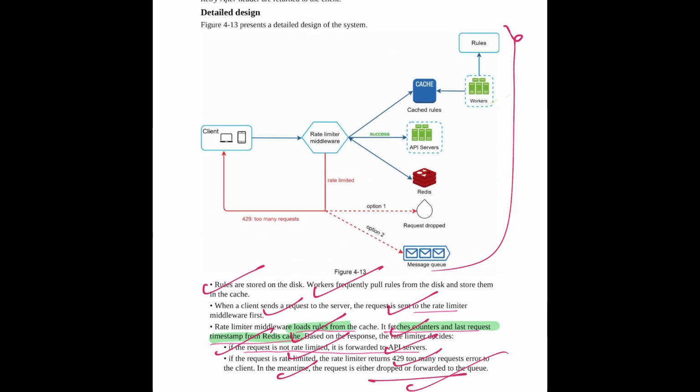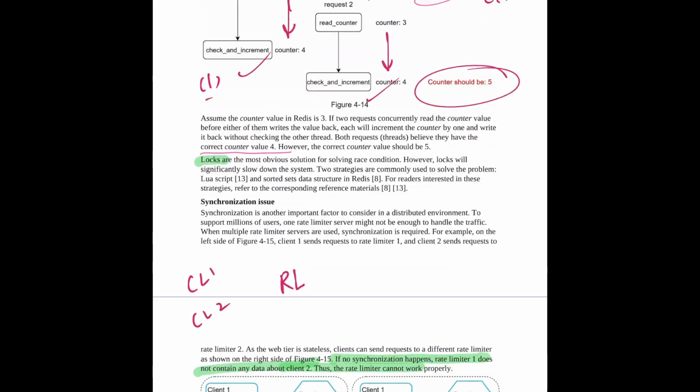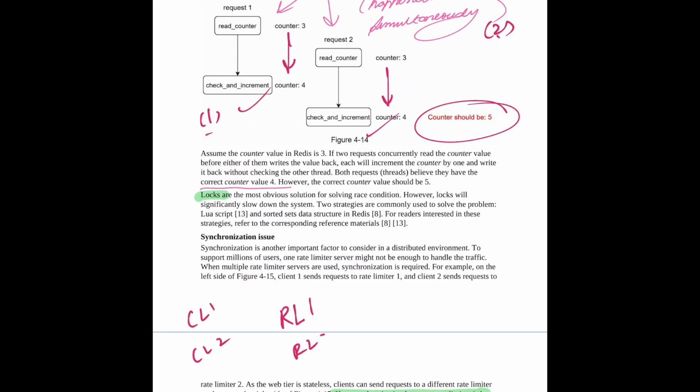In our earlier setup, there was only a single client. So now, client 1, so there are 2 rate limiters also. So client 1 sends the request to rate limiter 1 and client 2 sends the request to rate limiter 2. And now both of them increase the counters. Here this has a counter 1, this also has a counter 1.